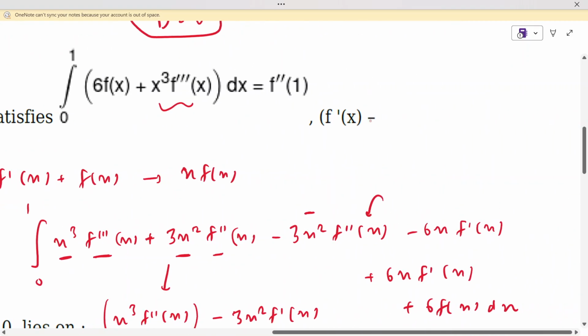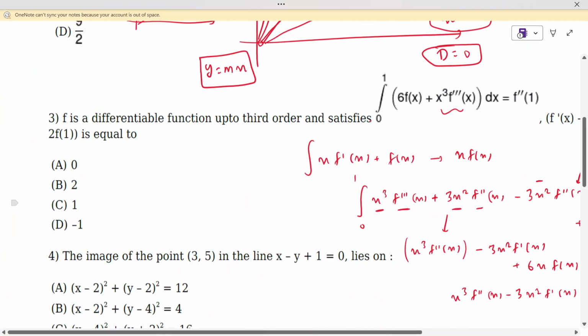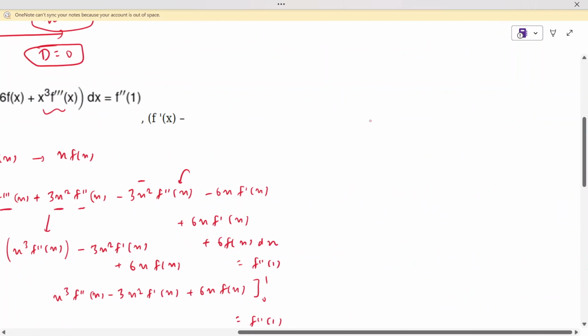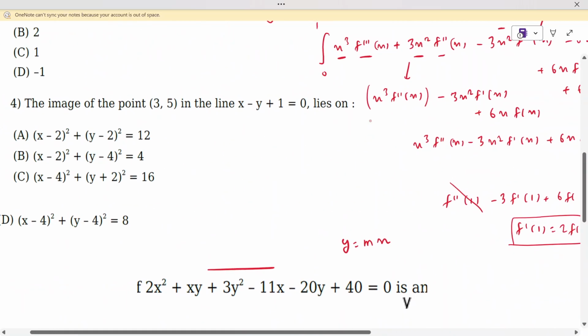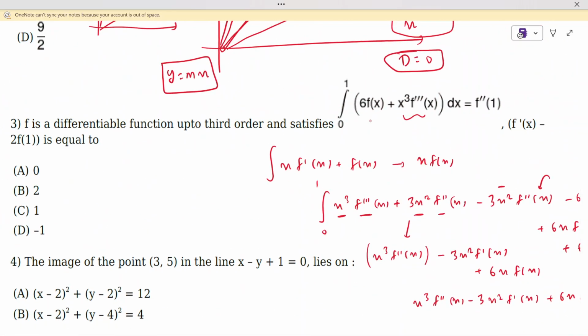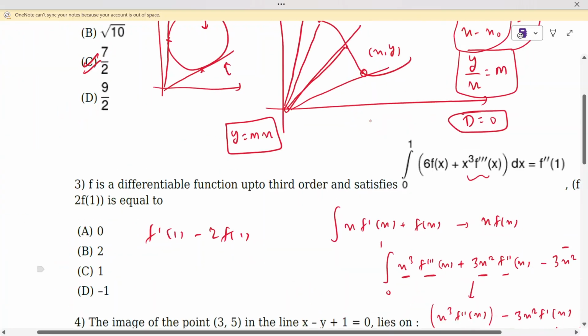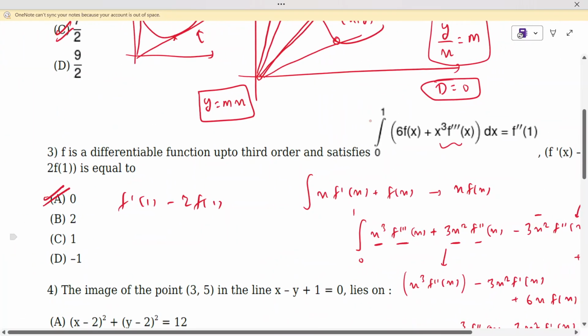f dash x minus 2f1. I guess it should be f dash 1 is 2f1. So I guess here it will be f dash 1, not f dash x. Okay, there's a misprint there. So it is f dash 1 minus 2f1 will be there. Fine. So now this will become what? This will become 0. So option A is correct.